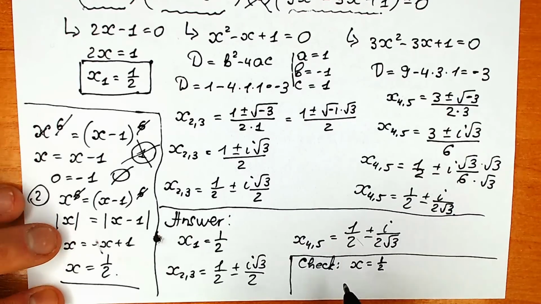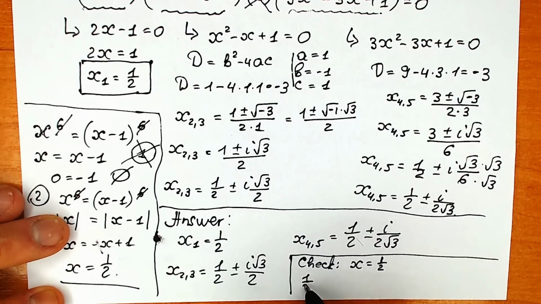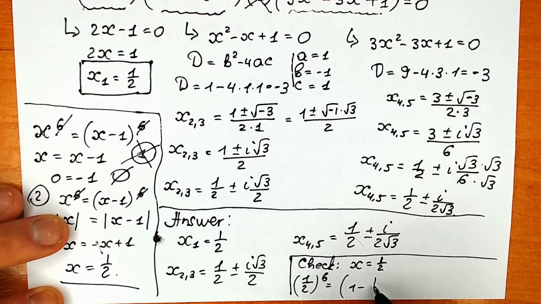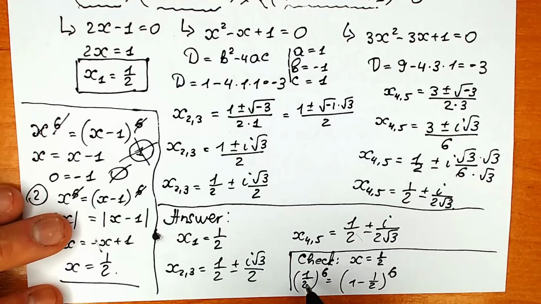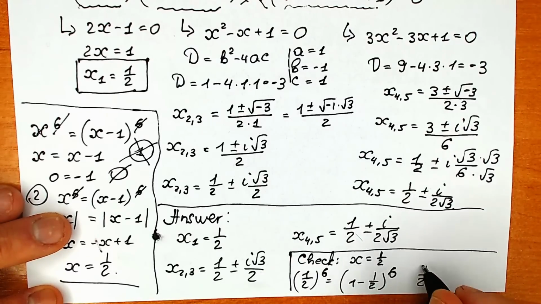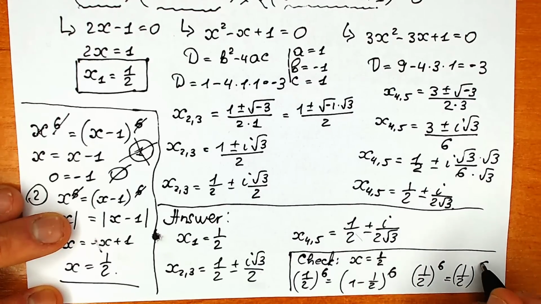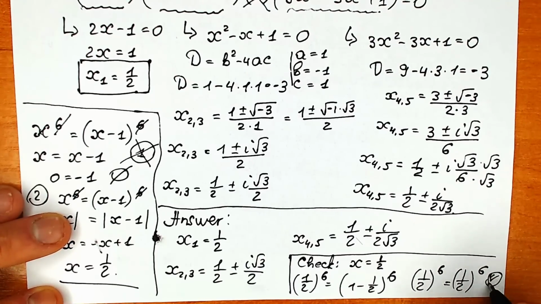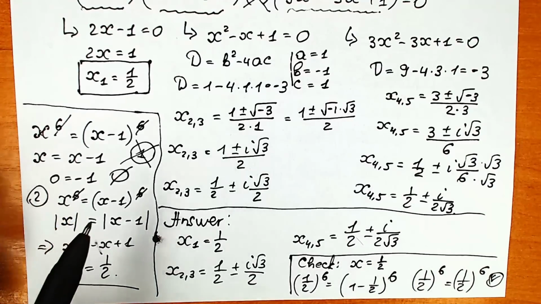Let's do this. So as a result, what do we have right here? 1/2 to the power 6 equal to 1 minus 1/2 to the power 6. And I hope this is a correct expression, because we have 1/2 to the power 6 on our left side, and on our right side 1 minus 1/2 is also 1/2, which is absolutely correct. So, a very tricky question. Don't forget about this absolute value.